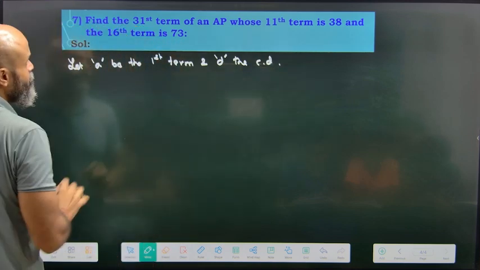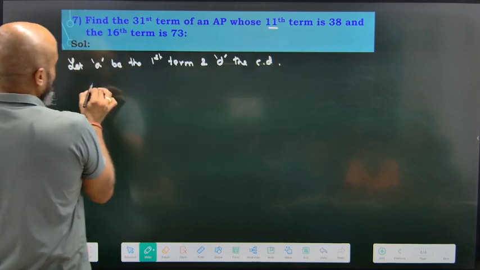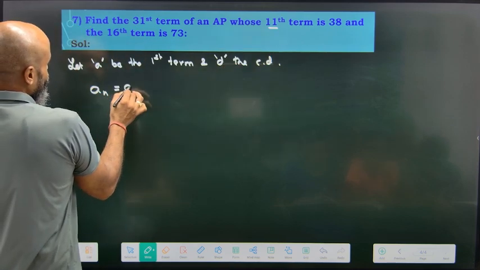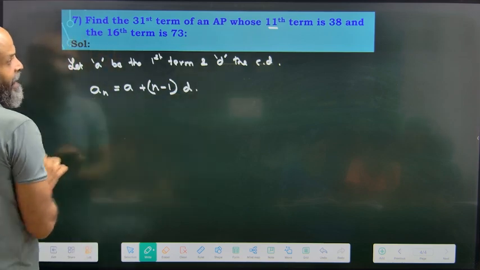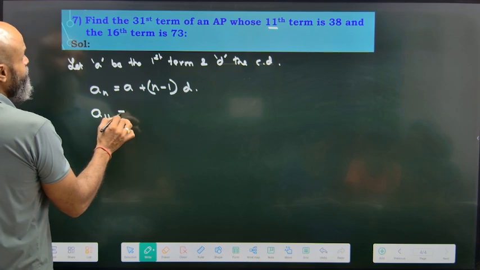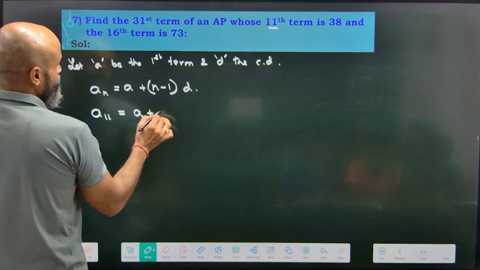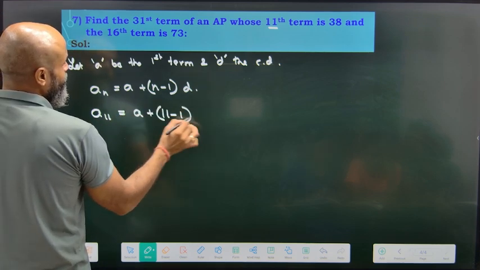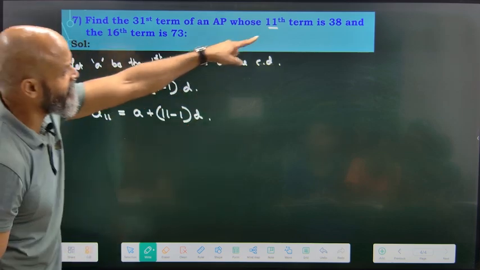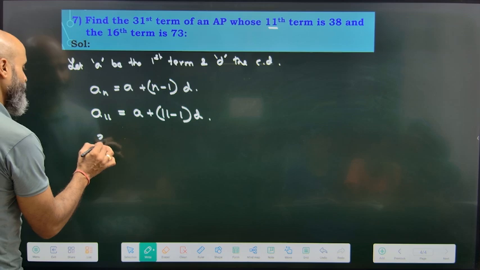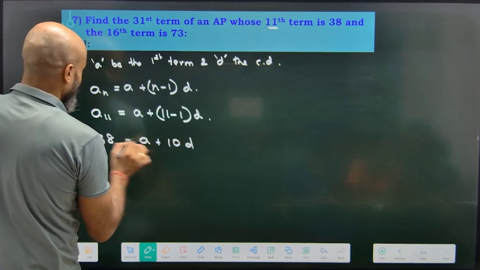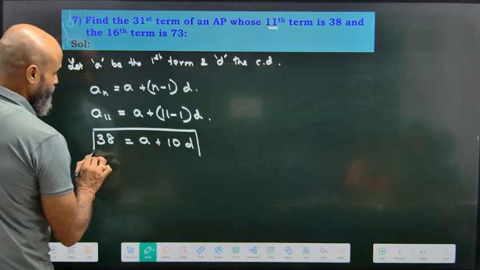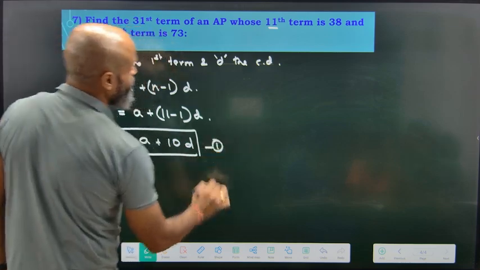Now an is equal to a plus n minus 1 into d. For the 11th term, a11 is equal to a plus 11 minus 1 into d. So what is the 11th term? 38. So 38 is equal to a plus 10d. Clear? a plus 10d, this is equation number 1.